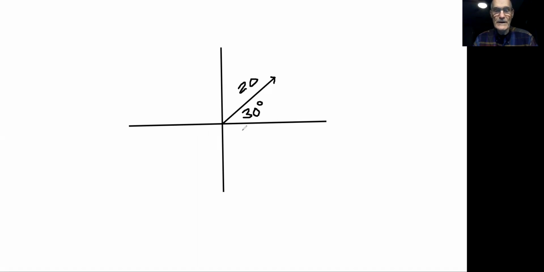Okay, now we have a second vector here, which we'll say goes down here into the fourth quadrant. So it goes down like this, and let's say this vector is going to be 10 units. So I try to make it about half as big. So this is going to be 10 units. And the angle here is going to be 65 degrees.